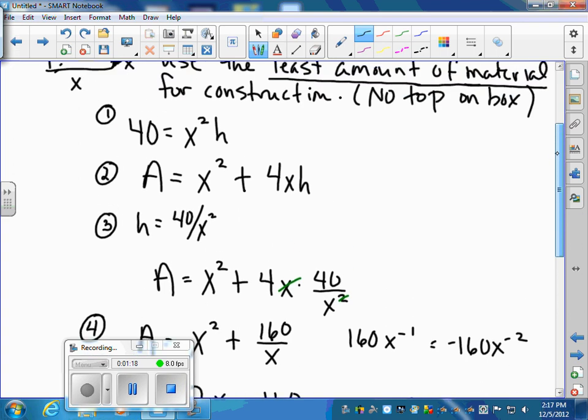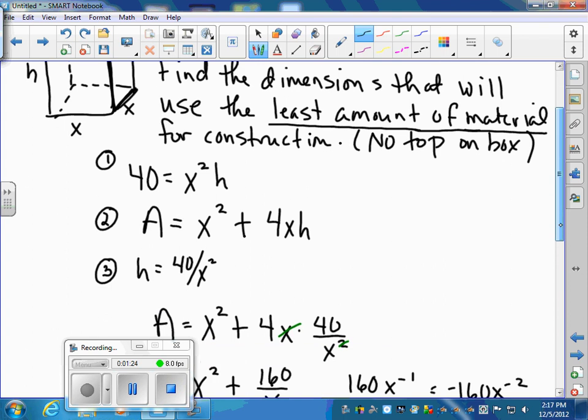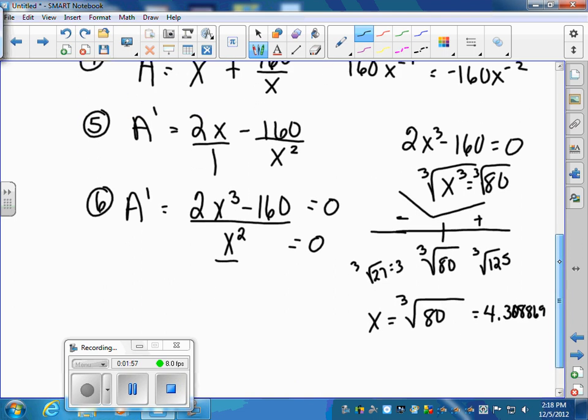Now we go back and look at what they ask us for. We're trying to use the least amount of material, so we're looking for a minimum. We now know our minimum occurs at x equals the cube root of 80, which I'll switch over to decimal. If I do the cube root of 80, I get 4.308869. You want to go out a little farther than 3 decimal places if you're going to use a rounded answer and have the final answer to 3 decimal places.